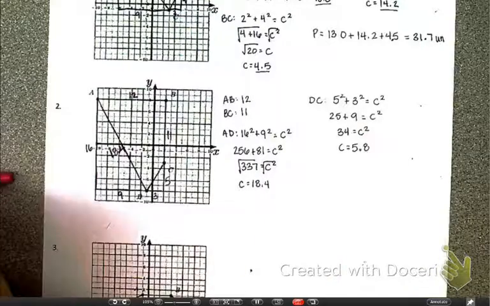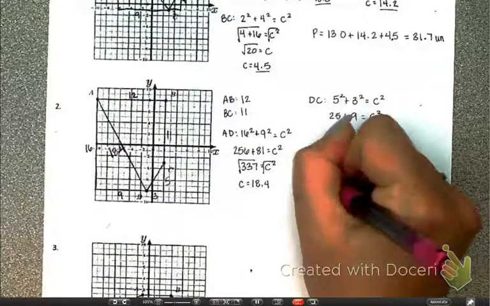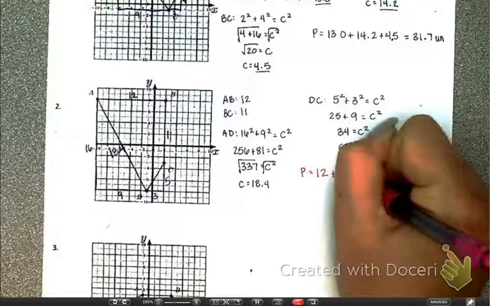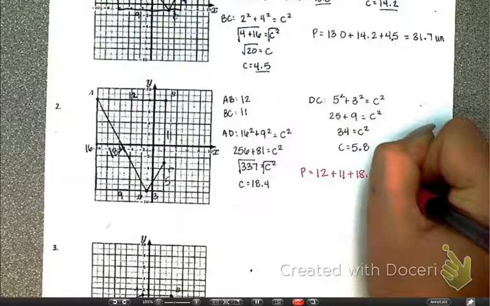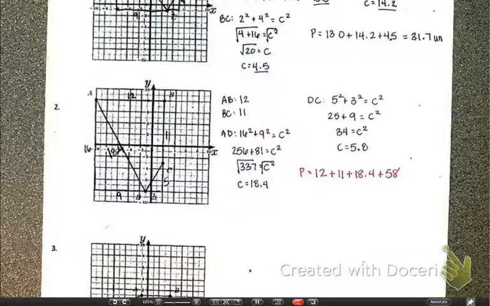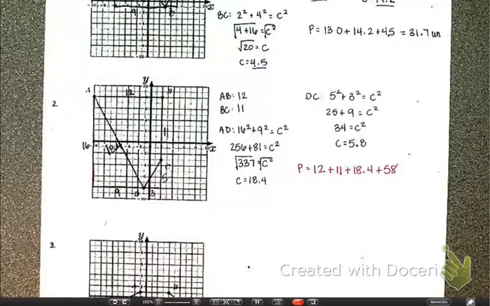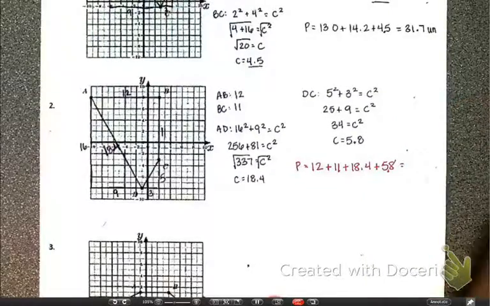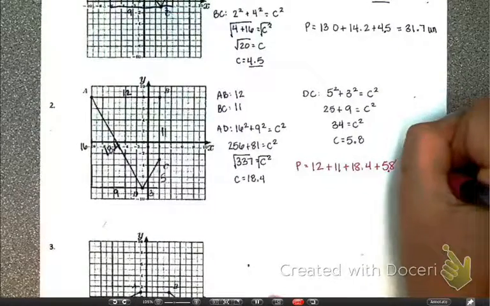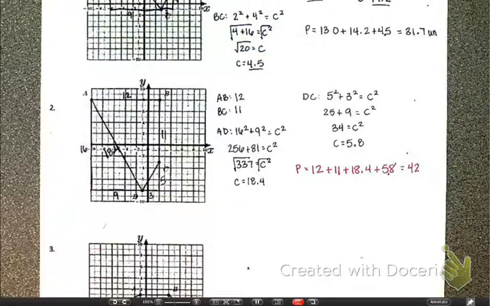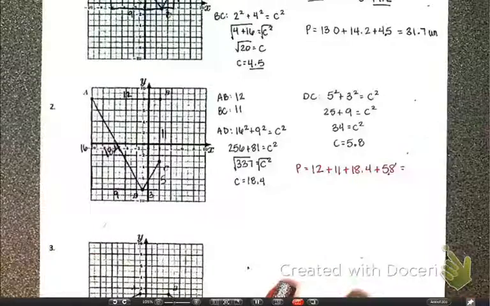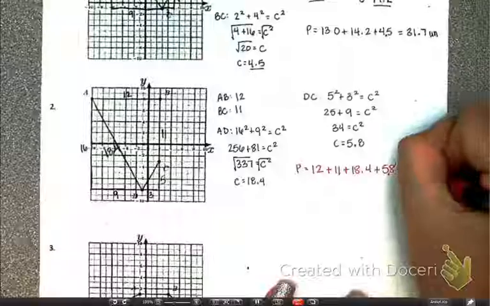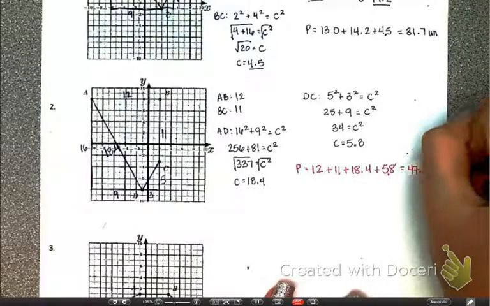I know all my side lengths. So I have the perimeter equals 12 plus 11 plus 18.4 plus 5.8. 12 plus 11 plus 18.4 plus 5.8 is what? 47.2, not 42. 47.2. And then we'll add our units there.